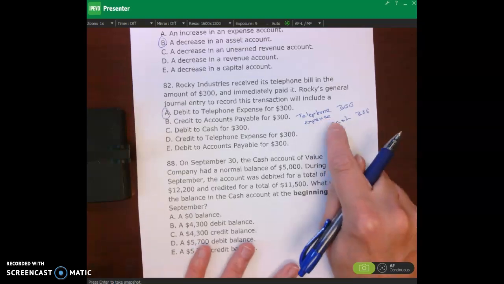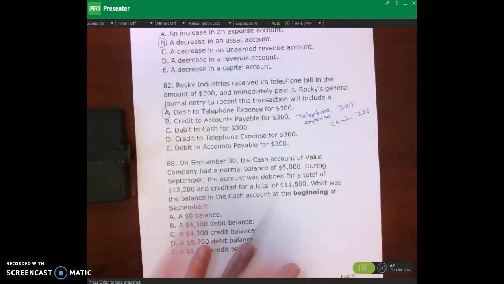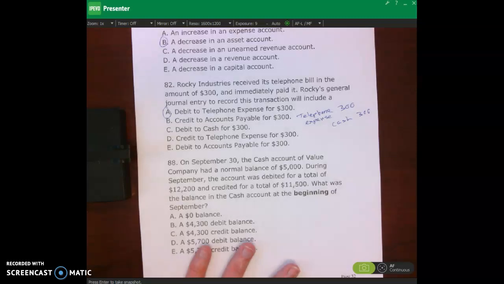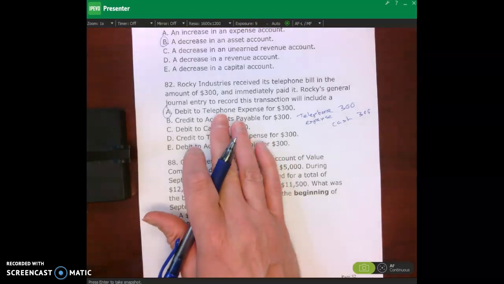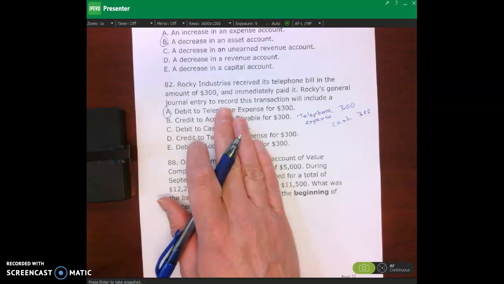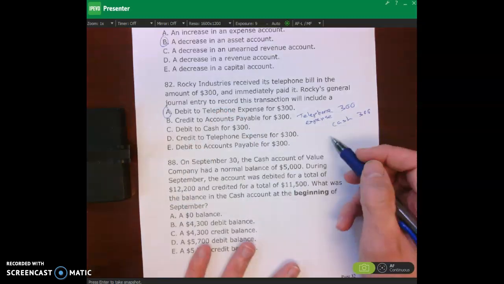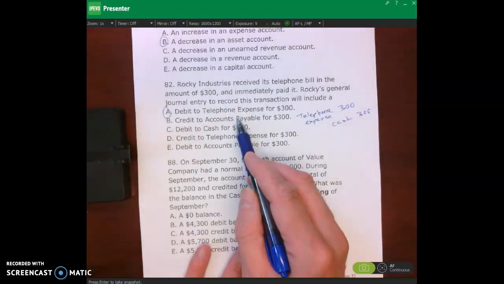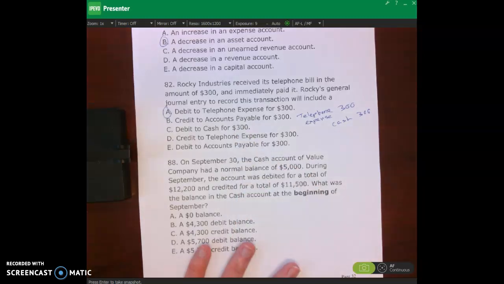And so sometimes writing out the journal entry helps you to answer this question. So I'd actually encourage you to do that when you're given a problem like this on the test, because this would be a fair test question, is to write out the journal entry and then use that to figure out which one's right.